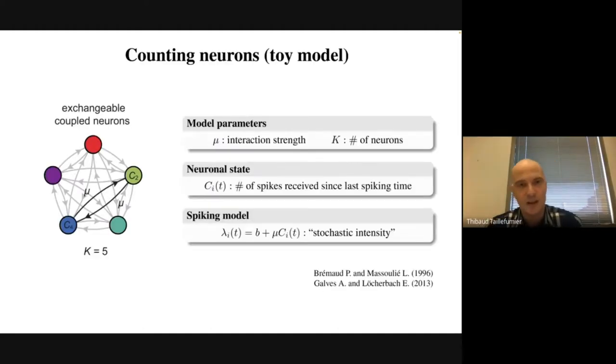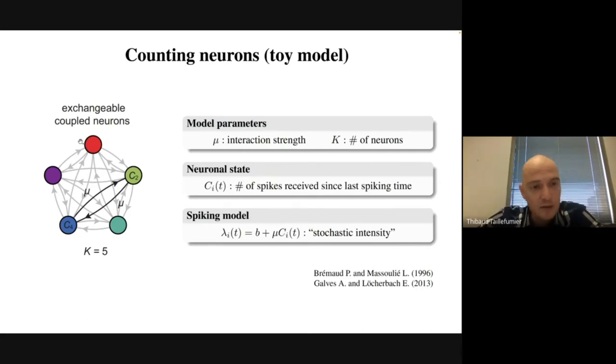And so to do that, I'm going to consider a simple toy model, which we're going to gradually complexify during the talk. This model belongs to a large class of models that were introduced, in the version that I'm using, by Galves and Löcherbach in 2013, which elaborates on stochastic intensity-based models that have been proposed by Brémaud and Massoulié. And this simplified toy model is called the counting neurons.